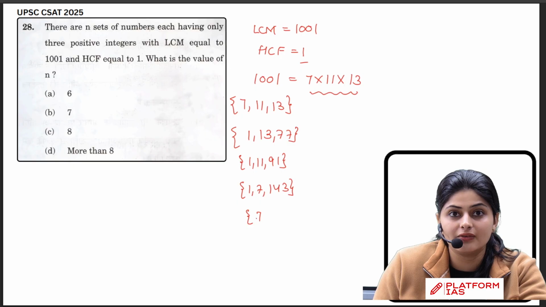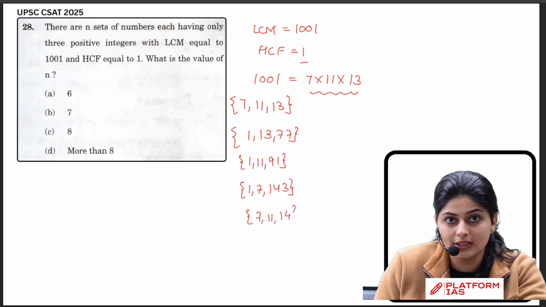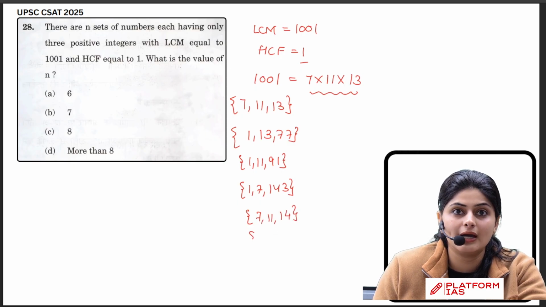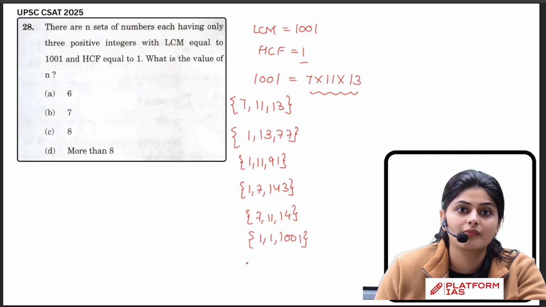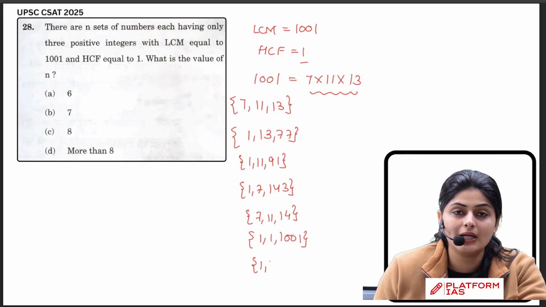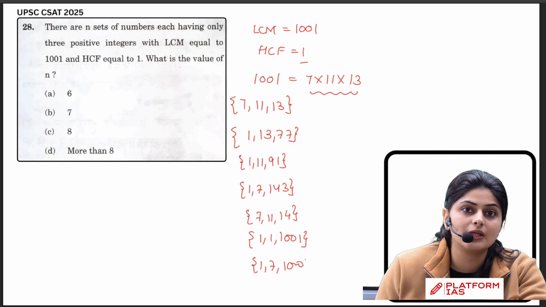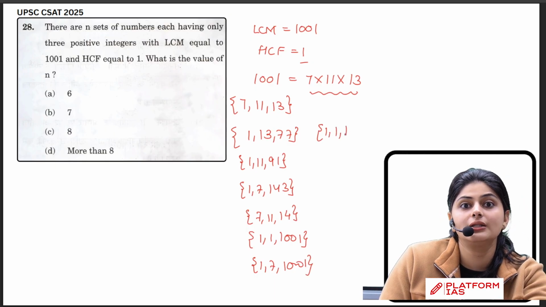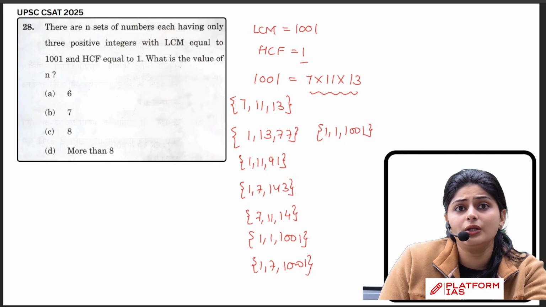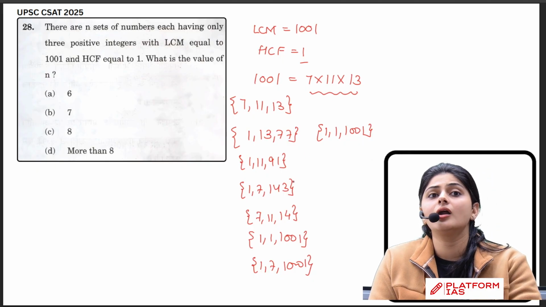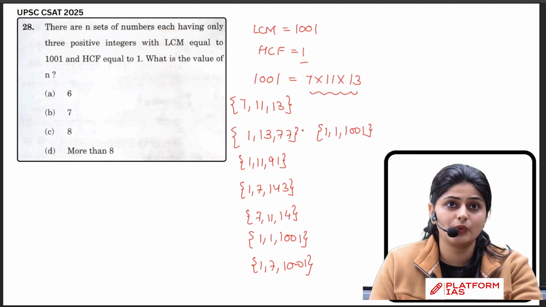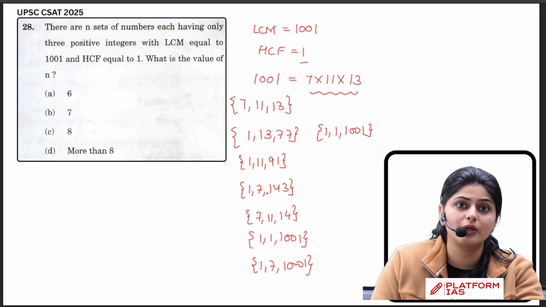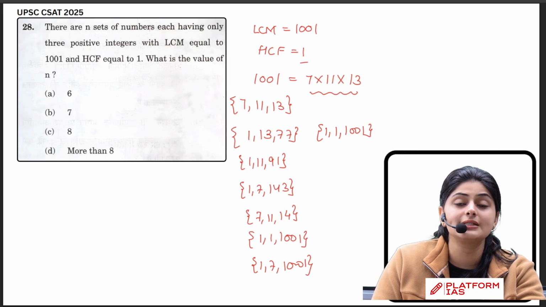Then we can have 7, 11, 13. Then we can have 1, 1, 1001. Then we can have 1, 7, 143. Then we can have 1, 1001. So you can see that there are 8 possibilities we have already made: 1, 2, 3, 4, 5, 6, 7, 8.